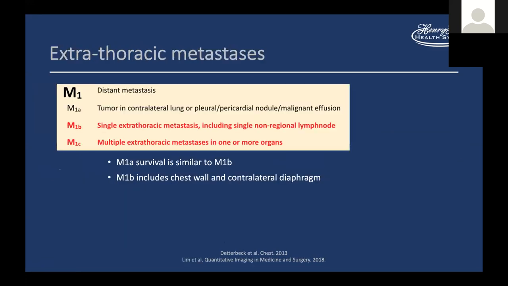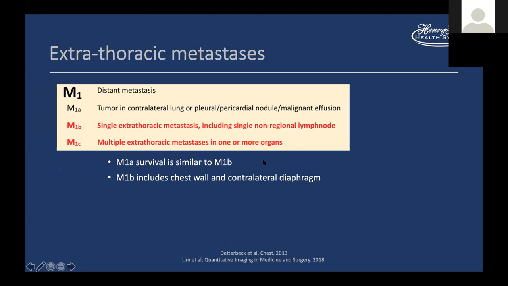Whereas M1B and M1C are extrathoracic metastases. So this includes M1B, which is a single extrathoracic metastasis, and that includes a single non-regional lymph node, so a lymph node outside the chest. And again, not including your cervical or scalenes. And then M1C, which are multiple extrathoracic metastases.